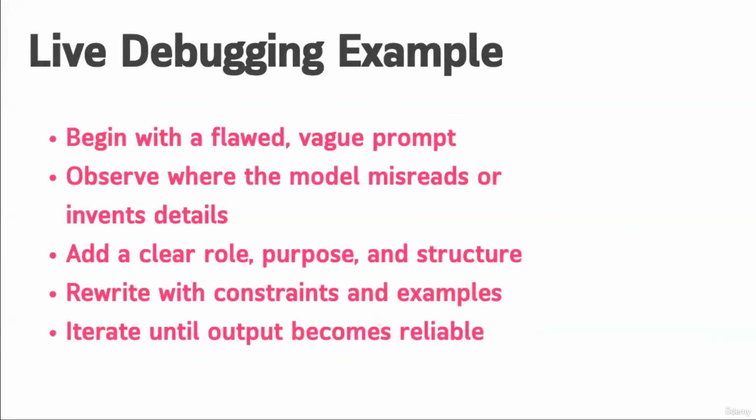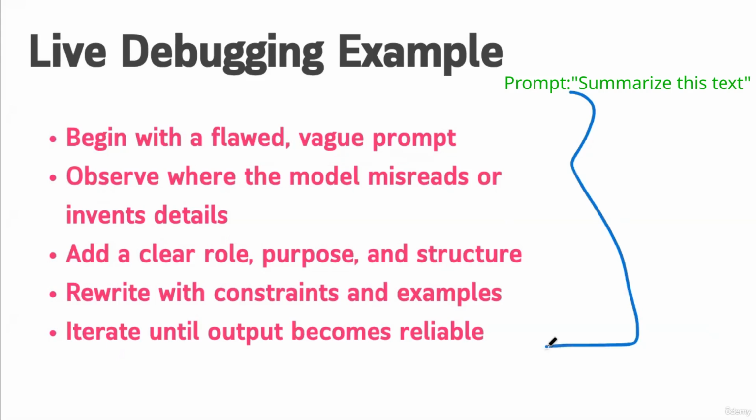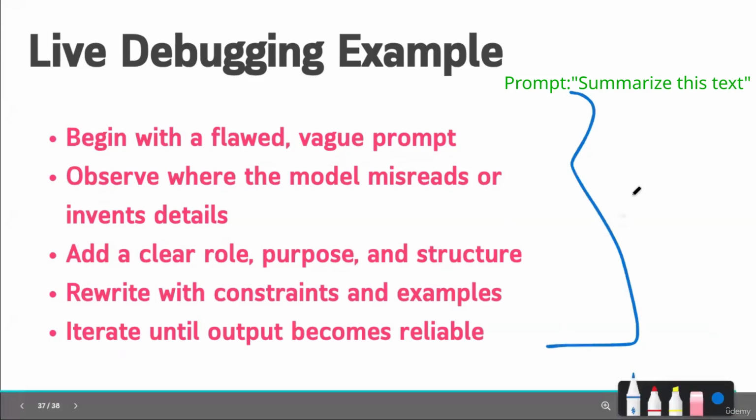Now let's walk through a quick example. Imagine you write a prompt like, "Summarize this in a helpful way." That's vague. Helpful to whom? What language? What tone? What's the purpose? You run it and the output is inconsistent. Sometimes it is long, sometimes short, and sometimes it misses key points.